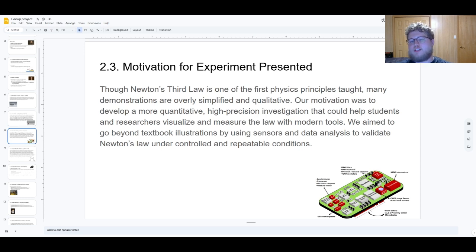Motivation for experiment presented. Though Newton's third law is one of the first physics principles taught, many demonstrations are overly simplified and qualitative. Our motivation was to develop a more quantitative, high-precision investigation that could help students and researchers visualize and measure the law with modern tools. We aim to go beyond textbook illustrations by using sensors and data analysis to validate Newton's law under controlled and repeatable conditions.